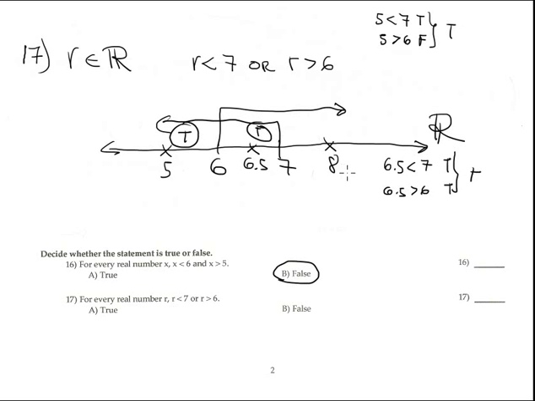8. Let's see, 8. 8 is less than 7 is false. And 8 is greater than 6 is true. And the compound is true. So this is true for all real numbers. 17 is true.